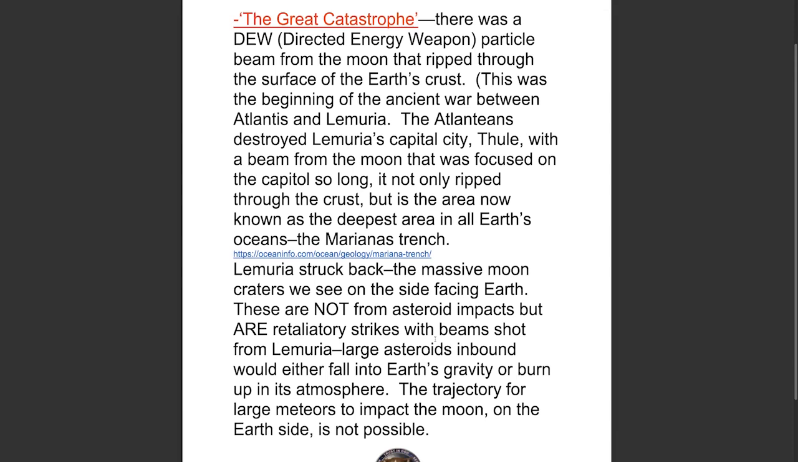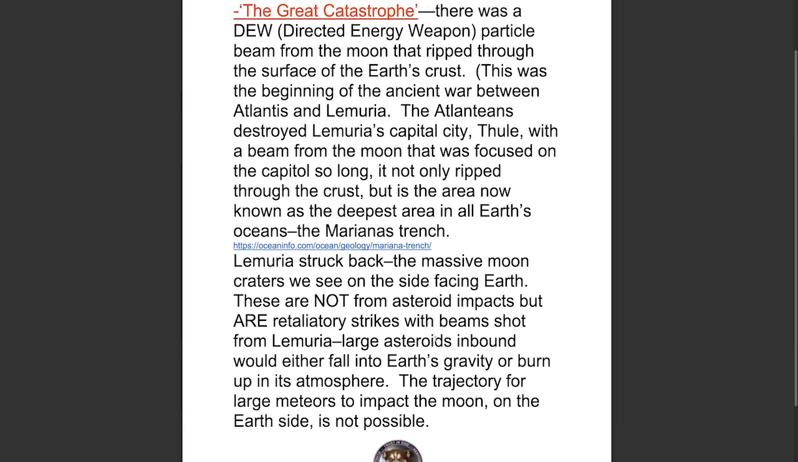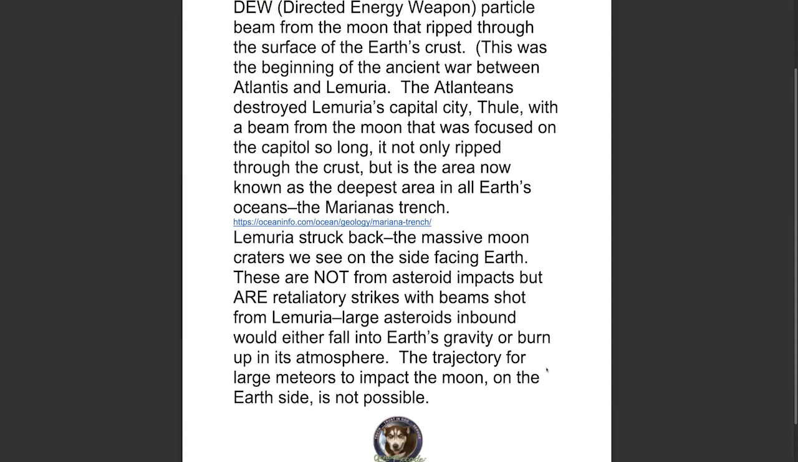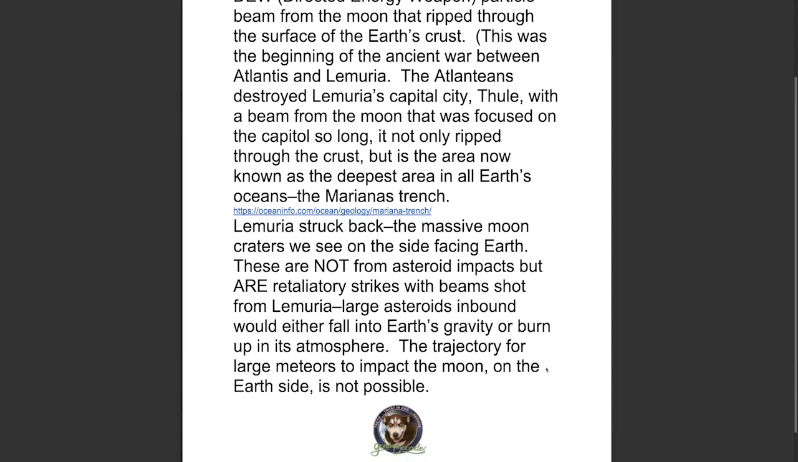Lemuria struck back, and the massive moon craters that you see on this side of the moon are not due to asteroid impacts. They're due to particle weapons. They're retaliatory strikes shot by Lemuria. To explain this, large asteroids inbound would either fall into Earth's gravity or burn up in Earth's atmosphere. The trajectory for large meteors to impact the moon on the Earth side is not possible. It's either going to burn up in Earth's atmosphere because it goes that far out, or it's going to be falling into Earth's gravity well. Large meteors are not going to strike the side of the moon we see.